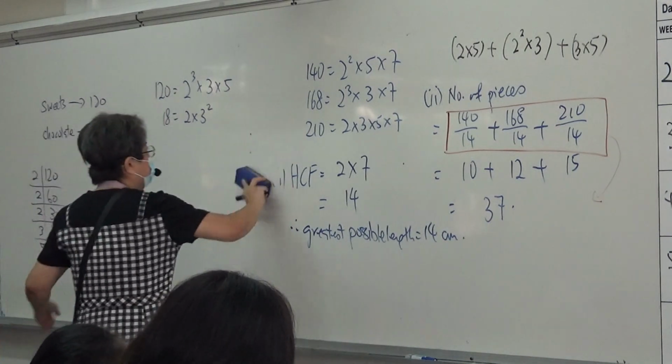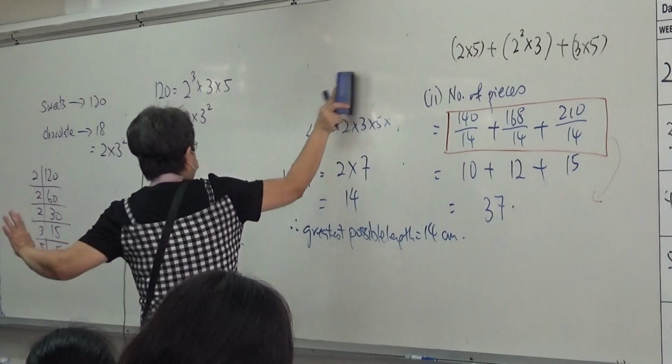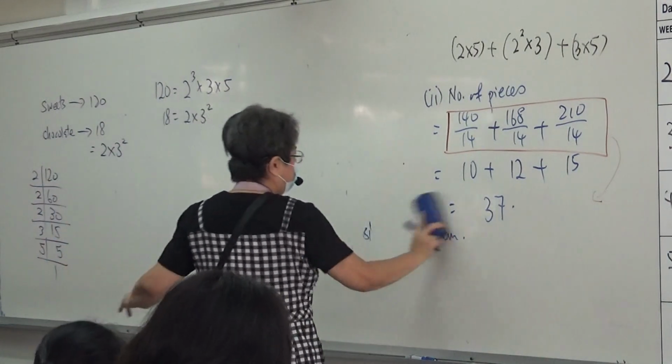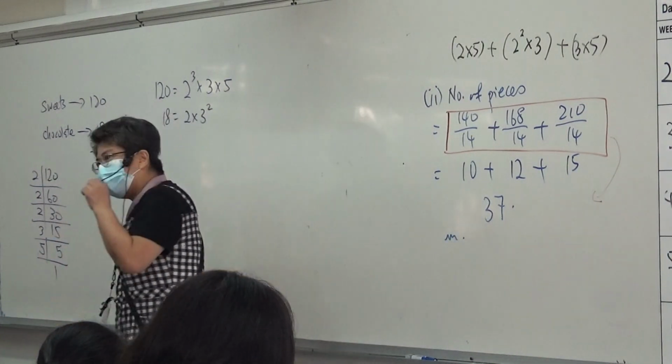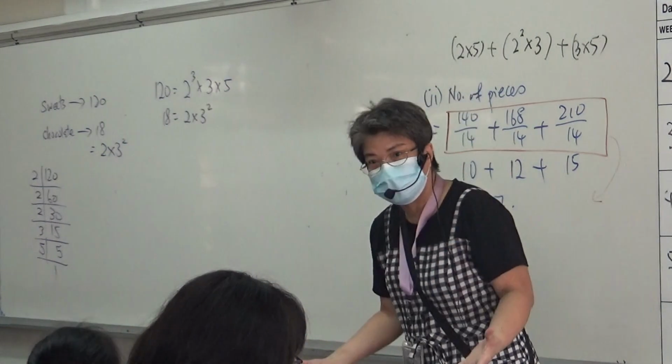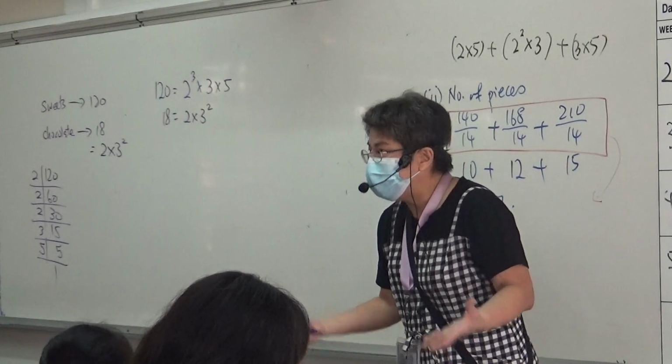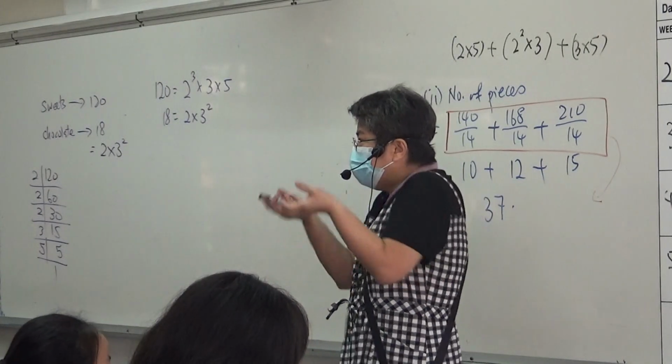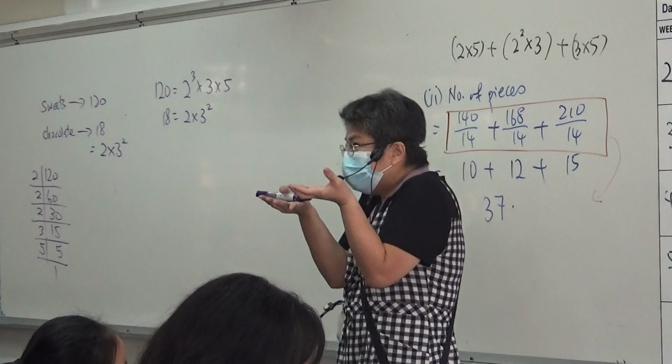Correct? Okay. Just now you told me I must find LCM, right? Because he must buy the same number of sweets and chocolates. Okay, it must be the same number. It can't be highest common factor, then you buy fewer than the other. Agree with what I'm talking about?